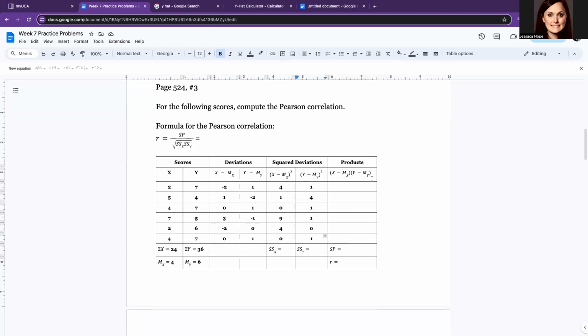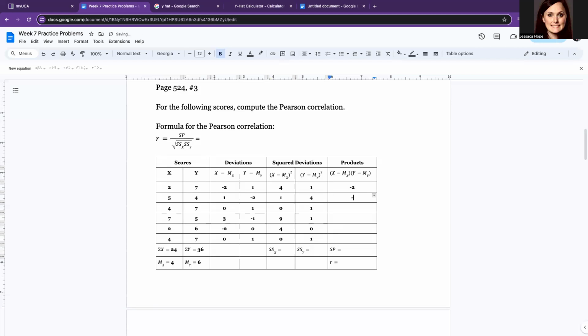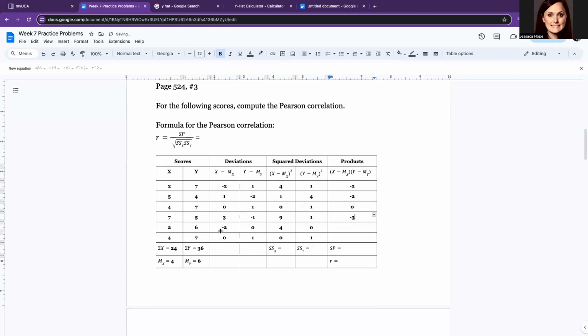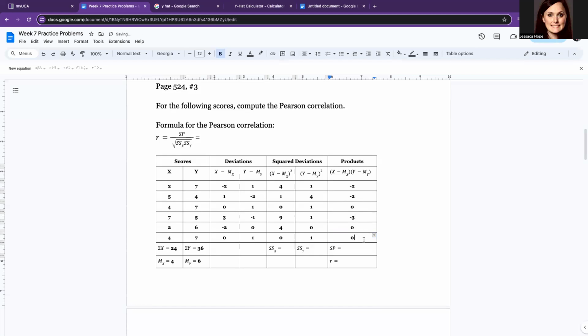Now the products. So x minus mx times y minus my. So that's this column times this column. So negative 2 times 1 is negative 2. 1 times negative 2 is negative 2. 0 times 1 is 0. 3 times negative 1 is negative 3. Negative 2 times 0 is 0. 0 times 1 is 0. Now, the sum of squares you're going to get by adding these numbers together. 4, 8, and 10 is 18.